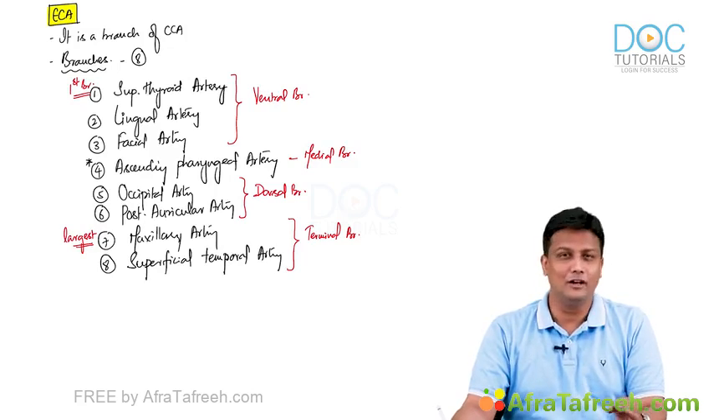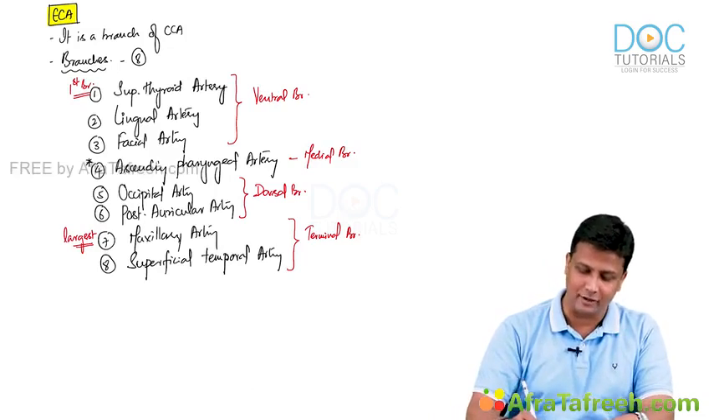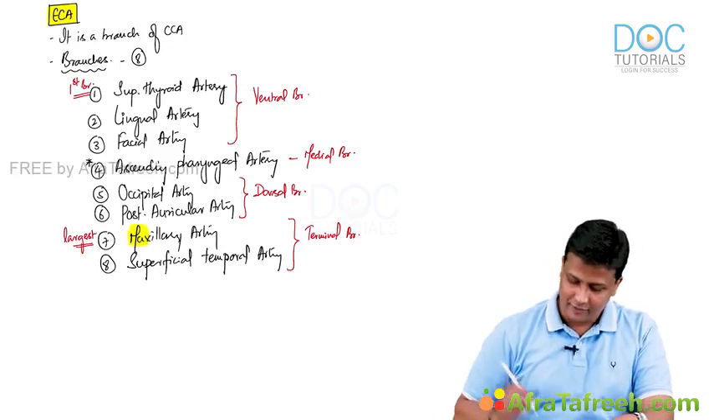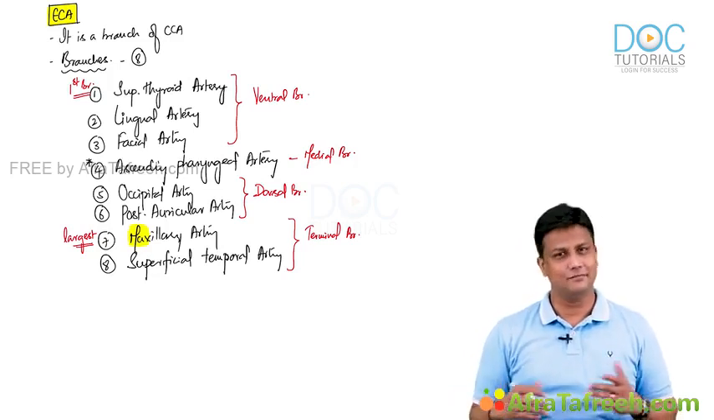For the people who love to remember with the help of mnemonics, yes, look at all the 8 names, the name which is having max in it, it's the maxillary artery. The name of the artery which is having max, that's the only one, maxillary artery, and max, the largest.